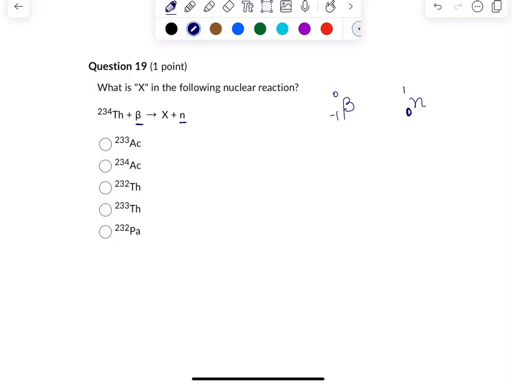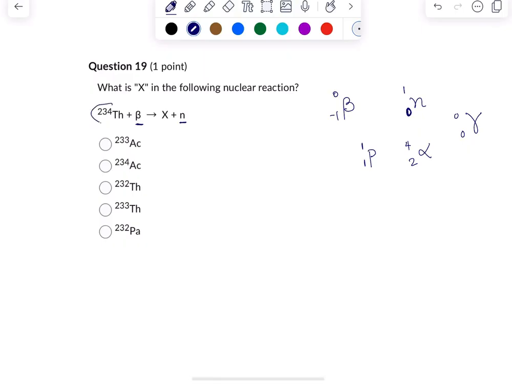There are a couple of other particles that we run into. A proton is 1 and 1. That's the one I was thinking of. And then we have an alpha particle, which is 4 and 2. And then one last, gamma, which is 0 and 0. So anything else is an atom and a nuclide, and we have to figure out what it is or it's given.